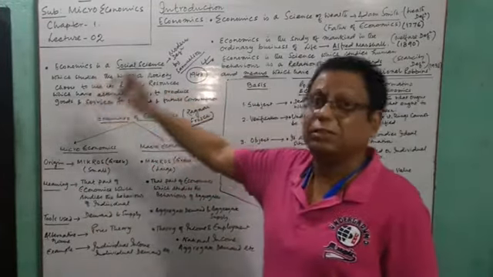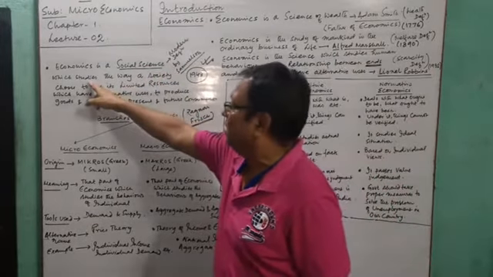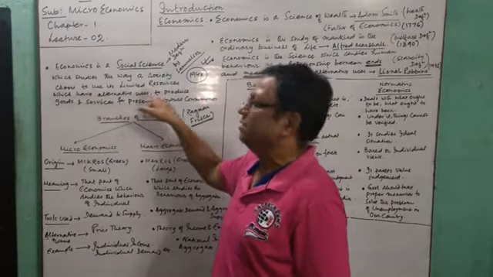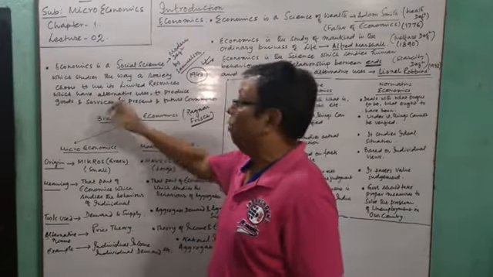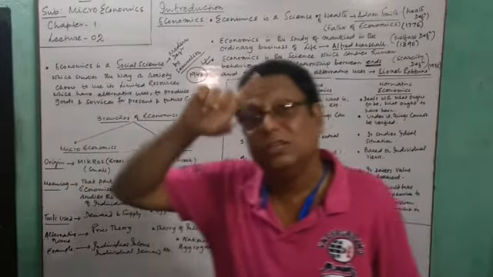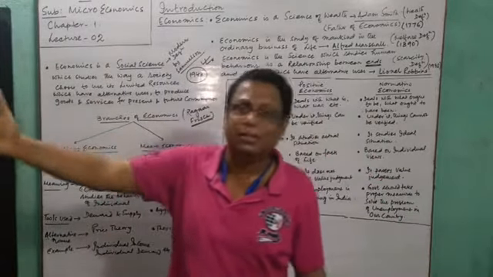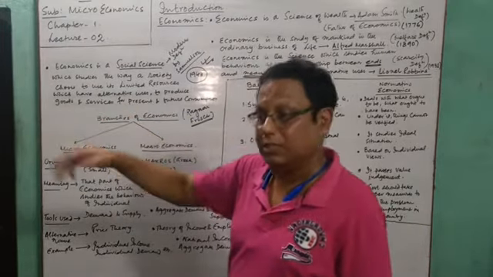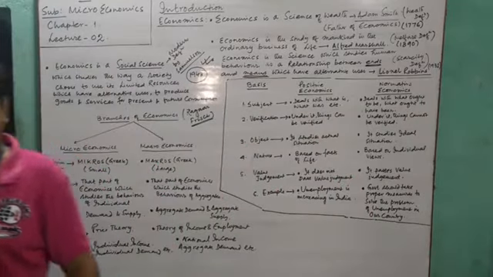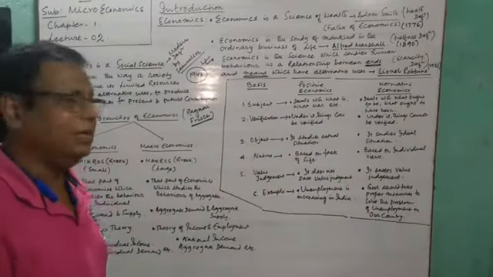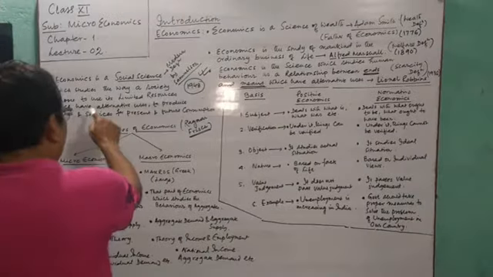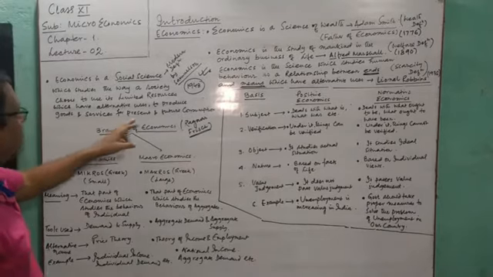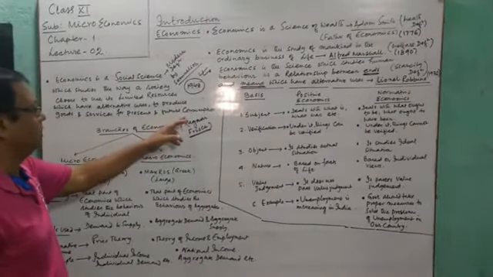So, what is economics? Economics is a social science. What will it decide? The way a society chooses to use its limited resources which have alternative uses. These resources are not only limited, but they have got alternative uses to produce goods and services. In order to produce the goods and services, the economy is using its limited resources which have alternative uses to produce goods and services for present and future consumption.